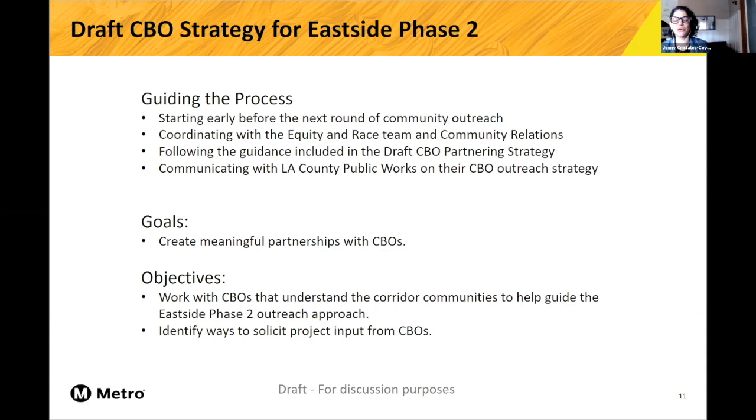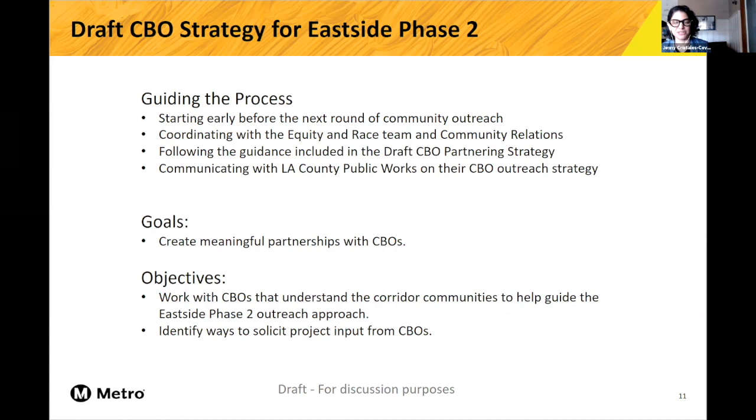In addition to that, we know that several county departments have been out doing community outreach and have already been working with CBOs and have established those relationships. We're looking to leverage those, or expand, and understand lessons learned from that outreach strategy. Ultimately, our goal is to create meaningful partnerships with our CBOs.